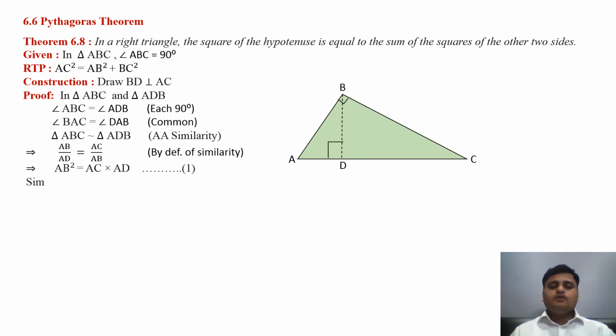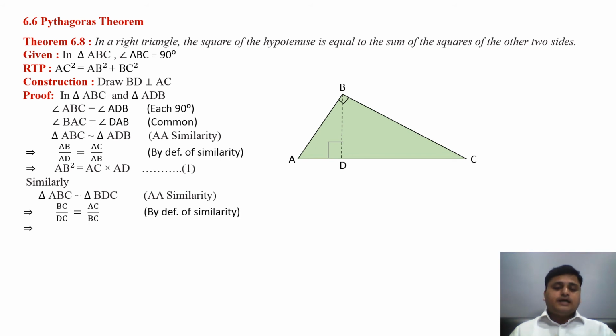In the same way, we are going to prove similarly that triangle ABC is similar to triangle BDC by angle similarity. And if triangles become similar, then their corresponding side ratios are in proportion, that is BC by DC is equal to AB by BC, by the definition of similarity.